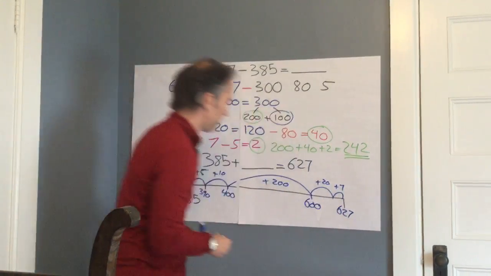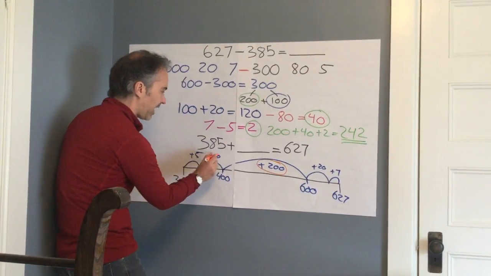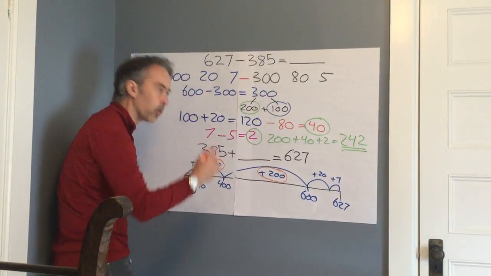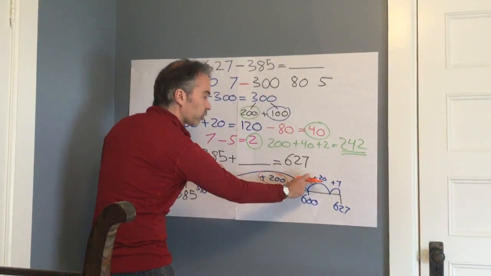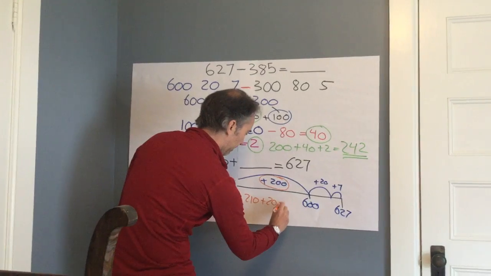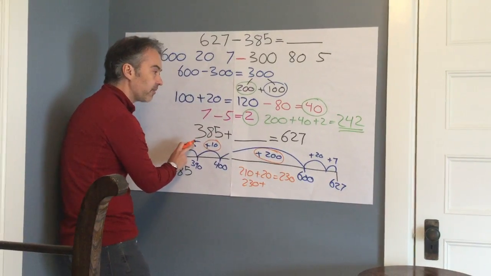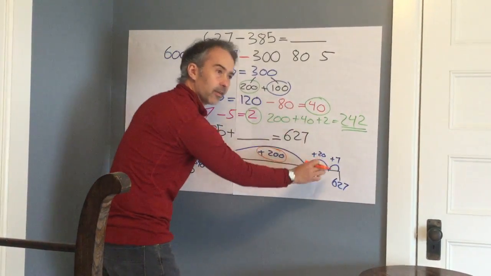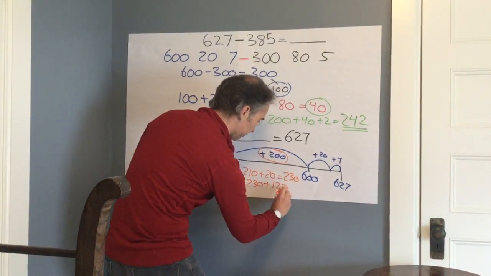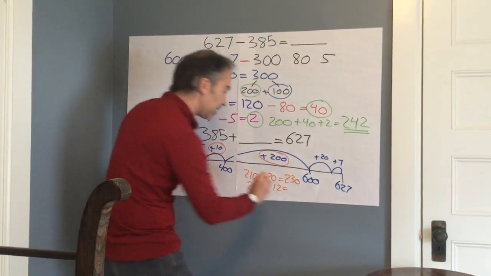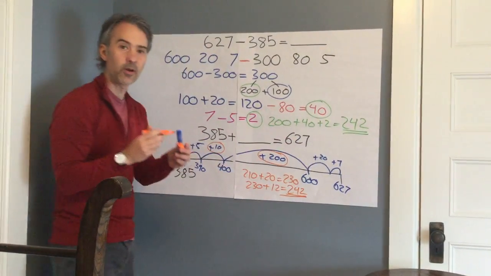Now, I add my hops. What's 200 plus 10? 210. What's 210 plus 20? 230. What's 230 plus 5 and 7? What's 5 and 7? 12. So what's 230 plus 12? 242. Is that the same answer I got before?